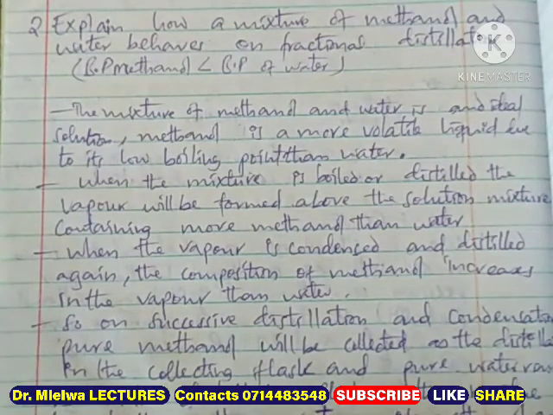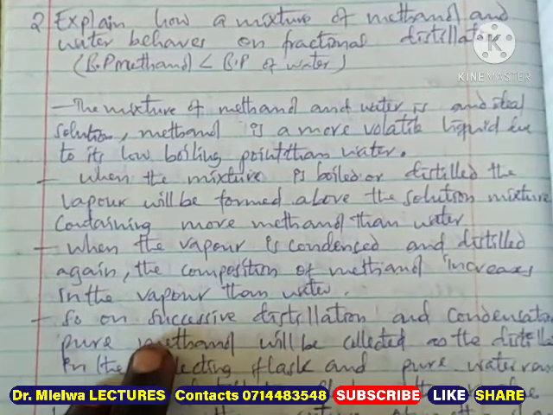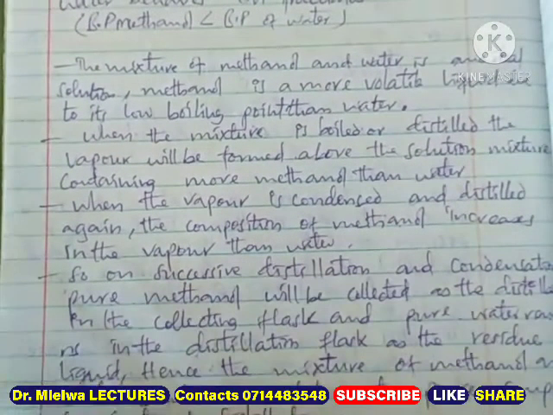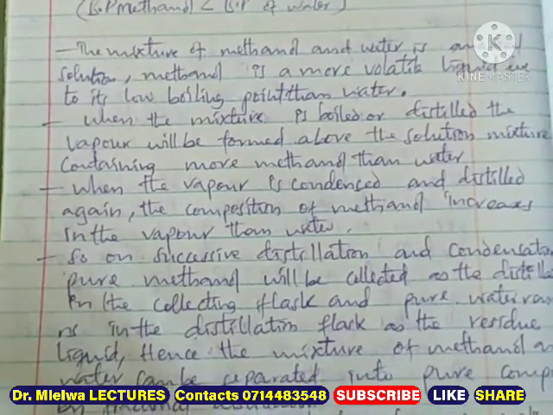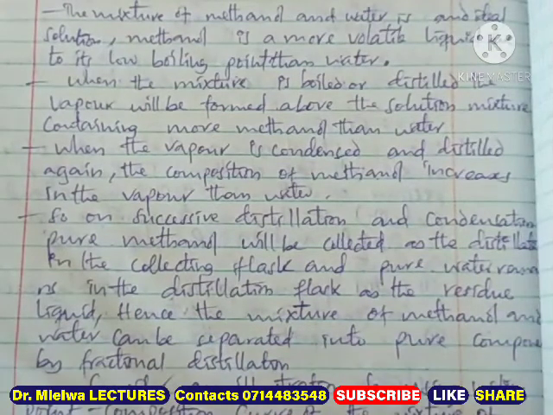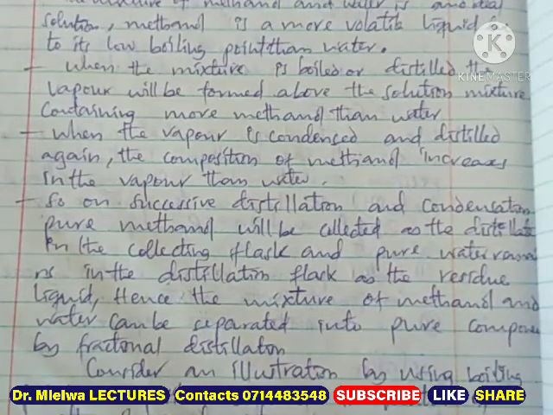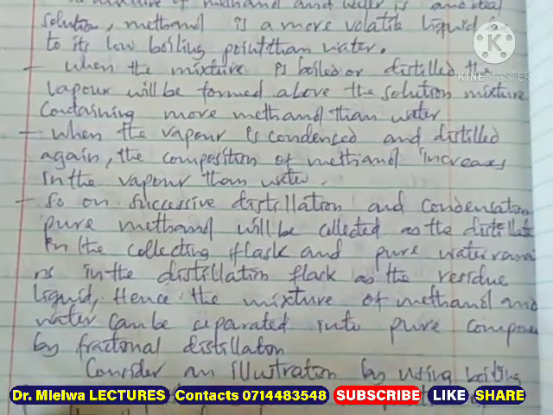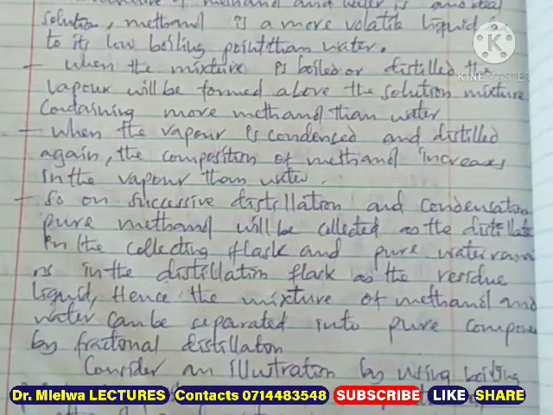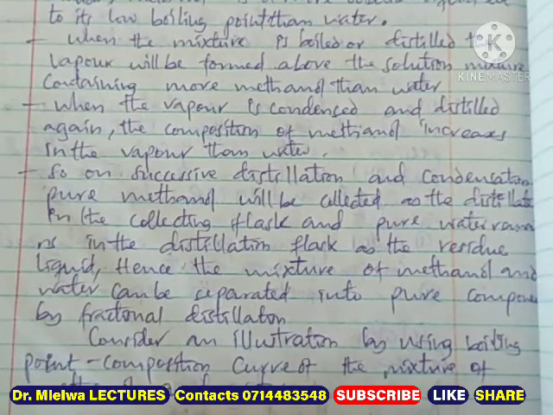When the vapor is condensed and distilled again, the composition of methanol in the vapor increases compared to water. So the composition of methanol keeps increasing on successive distillation and condensation. On successive distillation and condensation, pure methanol will be collected as the distillate in the collecting flask, and pure water will remain in the distillation flask as residual liquid. Hence, a mixture of methanol and water can be separated into pure components by fractional distillation.